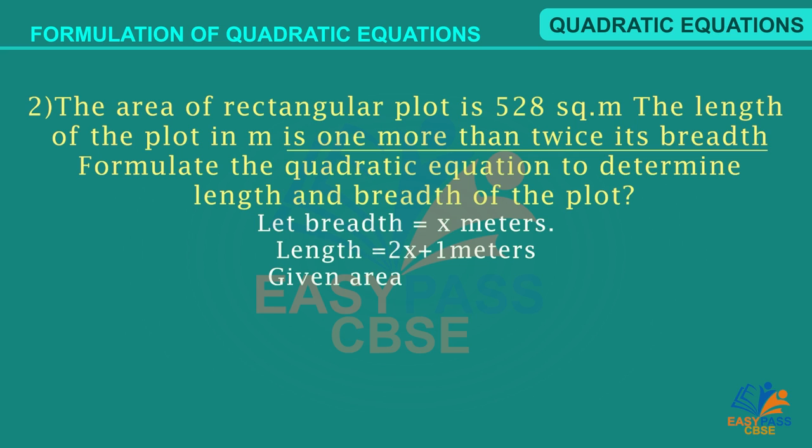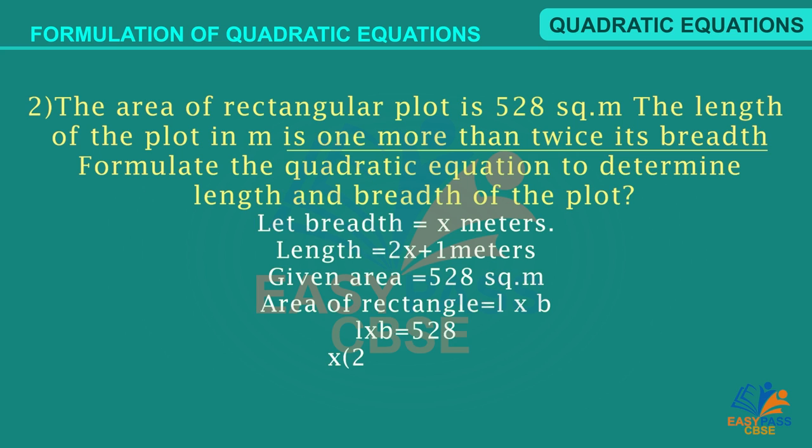What is given? Area of the plot is equal to 528 square meters. Therefore, area of the rectangle, since it is length into breadth, is (2x plus 1) times x equal to 528. On simplifying, we get 2x square plus x minus 528 is equal to 0. This is the required quadratic equation.